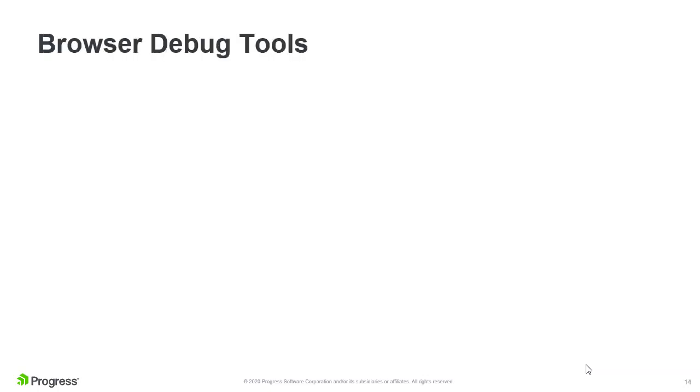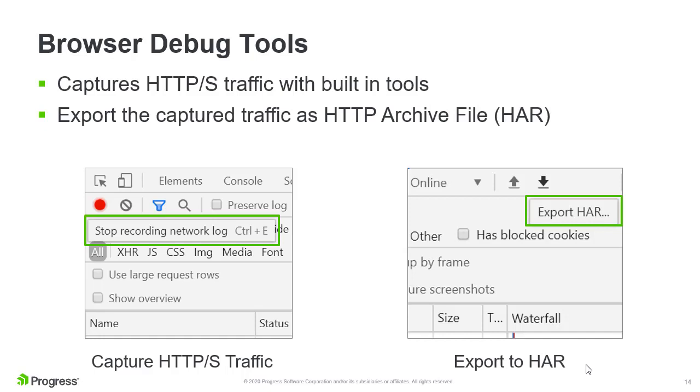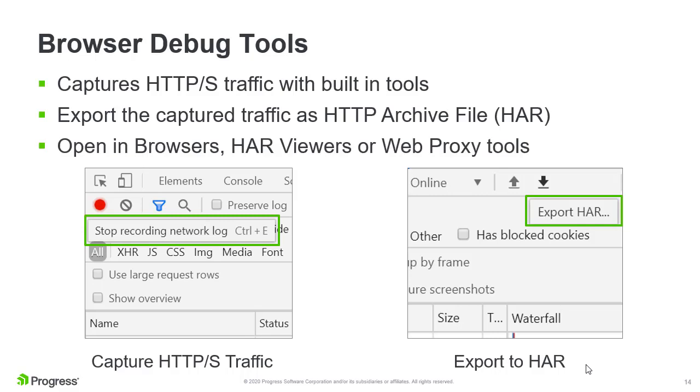So all major browsers come with debug tools built in. We can use these tools to capture HTTP traffic, and once it is captured, we can export it as an HTTP archive file, or simply put, a HAR file. And then these HAR files can be opened in browser tools or HAR viewers or even in web proxy tools, which we'll see in a minute.